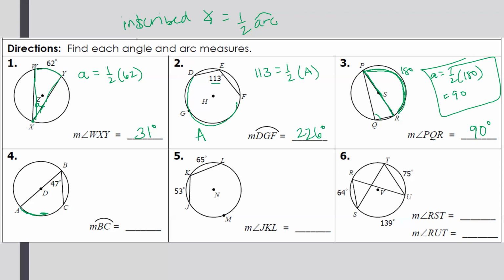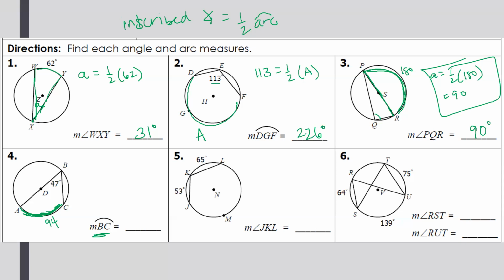Find AC first. Okay. So I'd like you to go ahead and find AC, and then we'll talk about finding BC. What's the measure of AC? Yes, the measure of AC is 2 times 47. And when you do 2 times 47, you get 94. But our answer here is not 94. And why? Well, because it's asking us for the measure of arc BC.